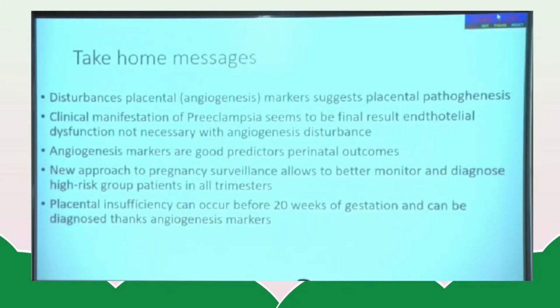Placental disturbance, this means angiogenesis markers, suggests placental pathogenesis. Another one: the clinical manifestation of preeclampsia seems to be the final result of endothelial dysfunction, but not necessarily with angiogenesis disturbance. Angiogenesis markers are good predictors of perinatal outcomes. A new approach to pregnancy surveillance allows better monitoring and diagnosis of high-risk group patients in all trimesters. Placental insufficiency can occur before 20 weeks of gestation and can be diagnosed thanks to angiogenesis markers.